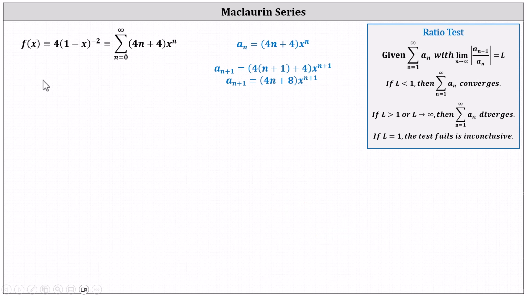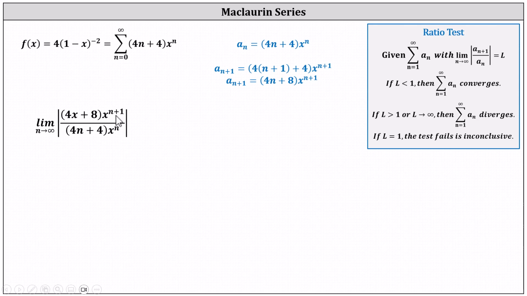To determine the radius of convergence, we will apply the ratio test, which indicates we'll determine the limit as n approaches infinity of the absolute value of a sub n plus 1 divided by a sub n, which must be less than 1 for the series to converge. A sub n is the given formula, and here we have a sub n plus 1, which simplifies to 4n plus 8 times x to the power of n plus 1. And now let's set up the limit. Again, we have the limit as n approaches infinity of the absolute value of a sub n plus 1 divided by a sub n. And now let's simplify.